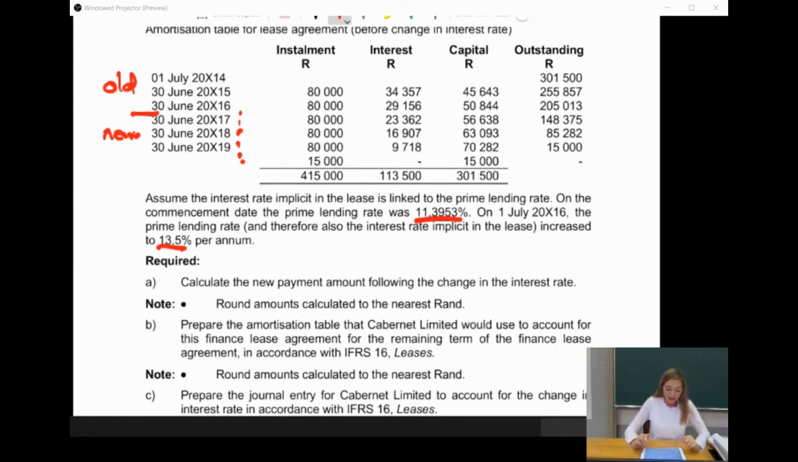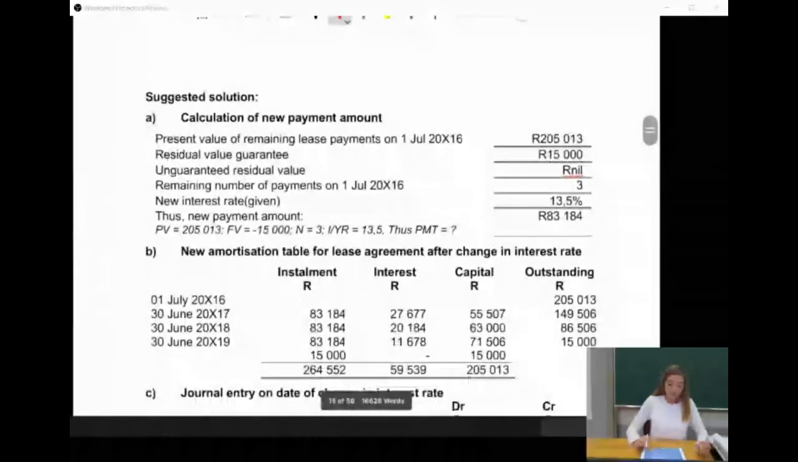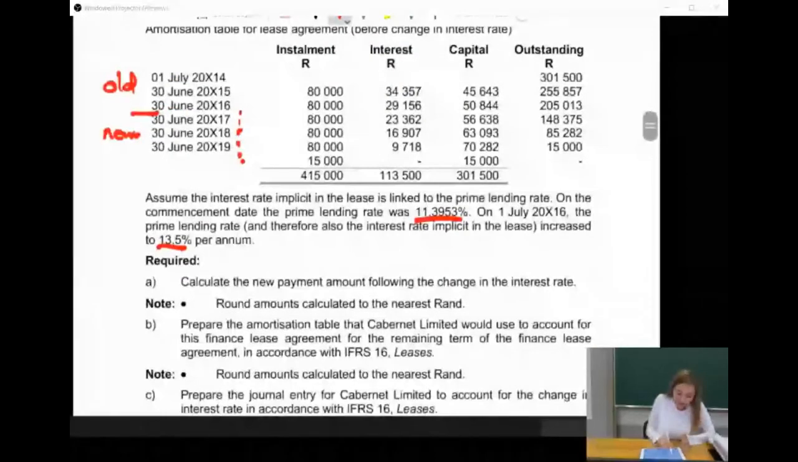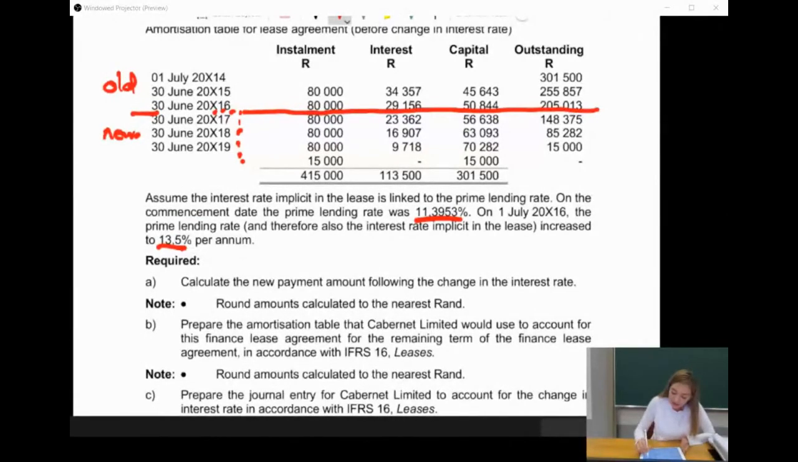Okay, so calculate the new amount following the change in the interest rate, the new payment amount, and then we have to do the new amortization table. So what we do first of all, on this day the interest rate has changed. So this was the balance of my net investment in the lease on the day that the interest rate has changed.